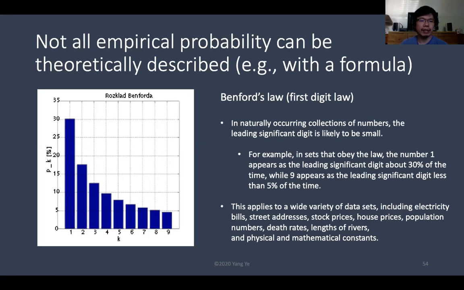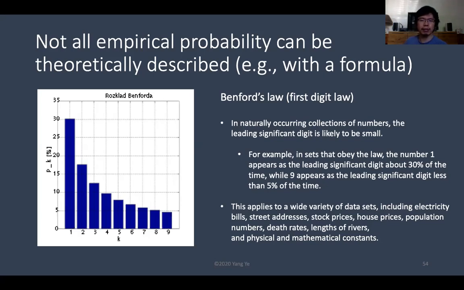So to the left, you can see a histogram describing the first digit. If you have $1,000, the one would be the first digit. If it's $20,000, two will be the first digit. So regardless of how big the number is, the leading digit tends to be small. The number one appeared about 30% of the time, while nine appeared only 5% of the time. So the leading digit is much more likely to be one than to be nine.